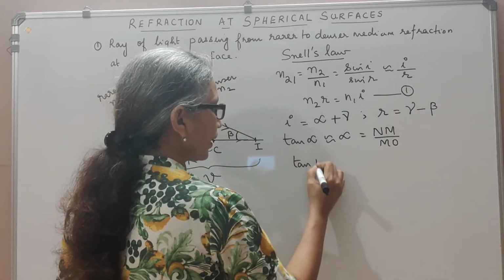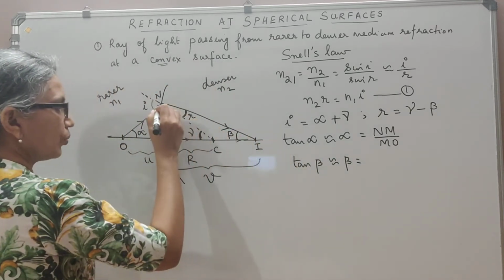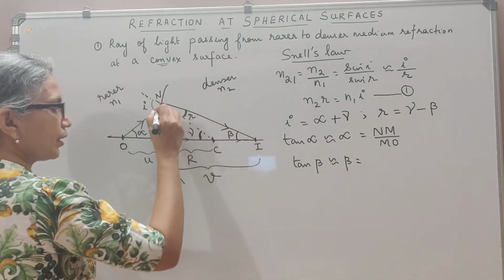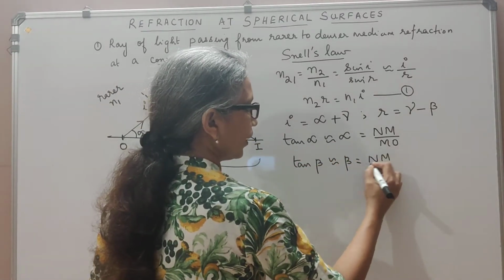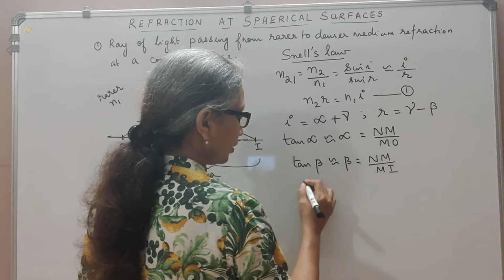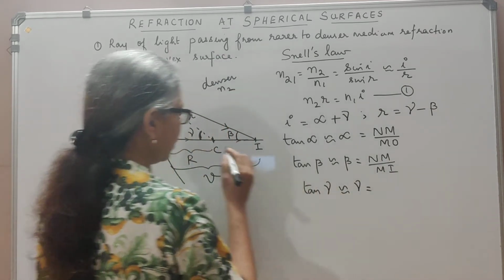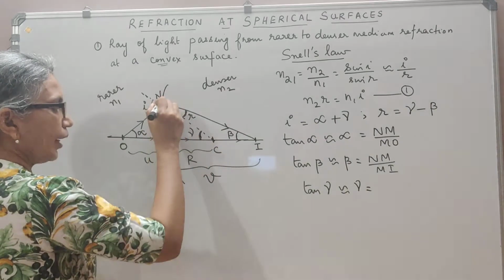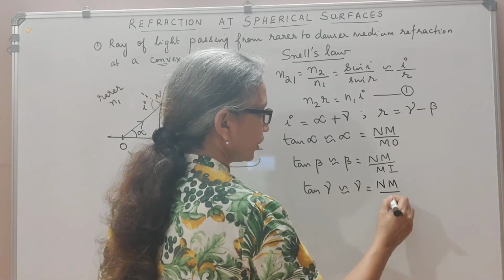Similarly, from the figure, tan beta can be approximated to beta. This will be the triangle we are looking at. Opposite side is NM, adjacent side is MI. So this is going to be NM by MI. Similarly, from the figure, tan gamma approximated to gamma is going to be, from this triangle here, NM by MC. So this is NM by MC.